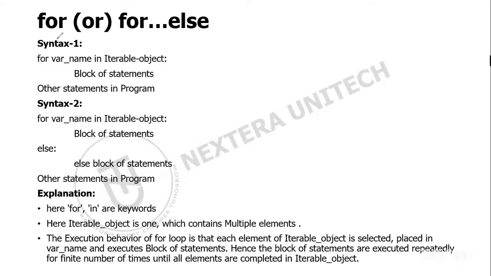It is a type of looping statement which helps us to perform an operation for a finite number of times. And the syntax for the for or for else loop is: for variable name in iterable object. What are iterable objects? Iterable objects are the objects which contain multiple elements in them. We have already discussed yesterday, right? If you remember, probably bytes, byte array, range.